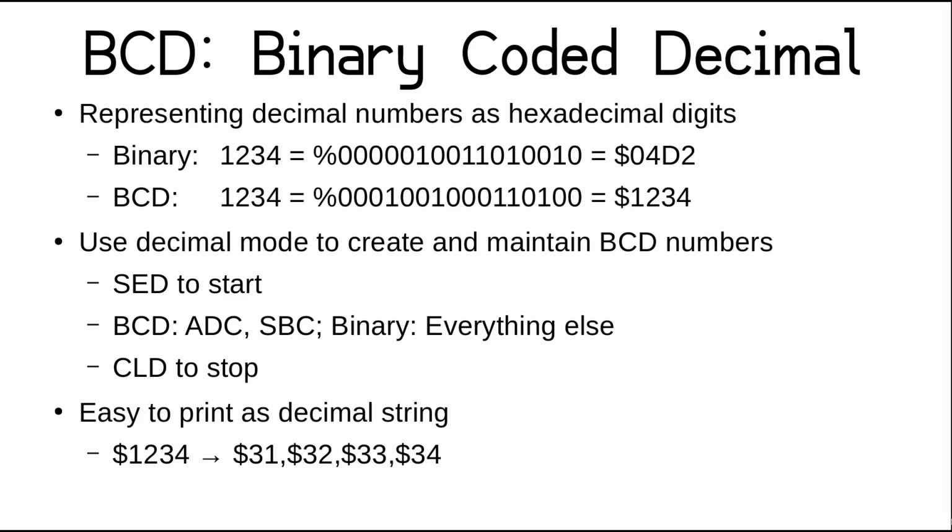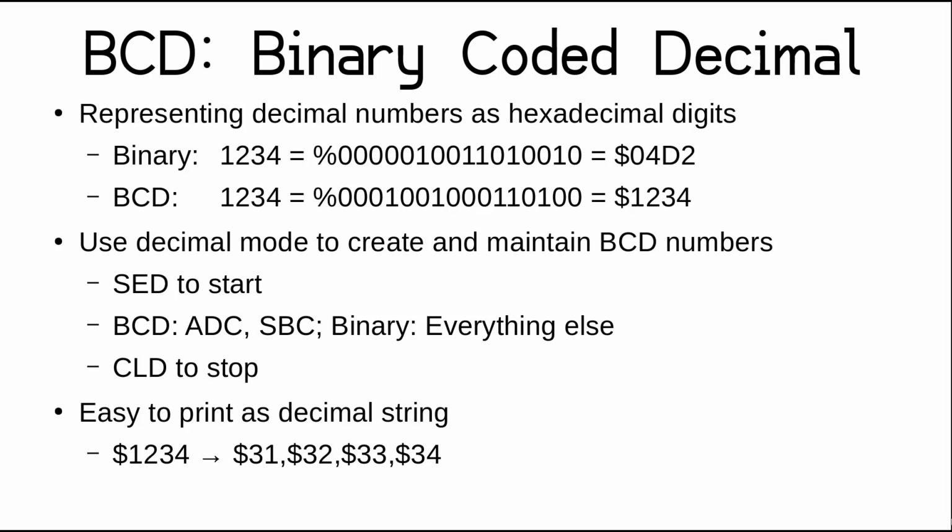Unlike binary numbers, BCD numbers are not mathematically consistent. Instead, they are built to look like decimal numbers when displayed in hex. For example, the number 1234, when expressed as a binary, has a hex value of 04D2. A BCD representation will actually have the hex value 1234, which means it becomes trivial to convert it to a decimal string by making each nibble a character. To use BCD values, you can put the 65C02 into decimal mode with the SED, or set decimal instruction. This sets the D bit in the processor status and affects the behavior of the ADC and SBC instructions.